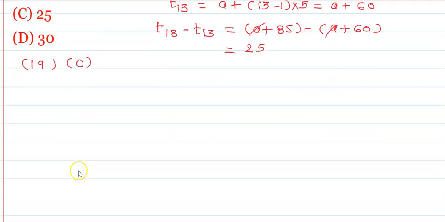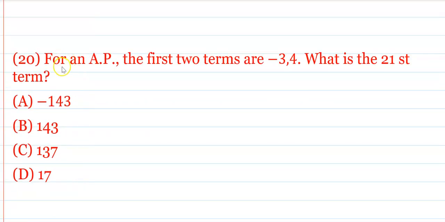Now the next question. For an AP, the first two terms are minus 3, 4. What is the 21st term? We have to find out what the 21st term will be. The first two terms means what? Here T1 is equal to minus 3.